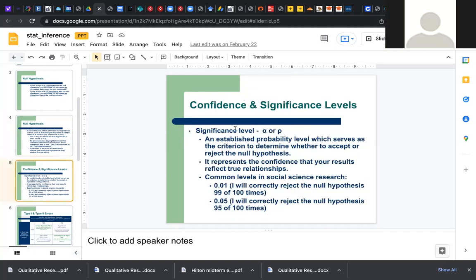So that's right. So the confidence interval and level. The p-value is very important, an established probability level, which serves as a criterion to determine. It represents the confidence that your results reflect true relationships. So with 0.01, I correctly reject the null hypothesis 99% of the time. We don't usually go for that. So we go for 0.05 in here.